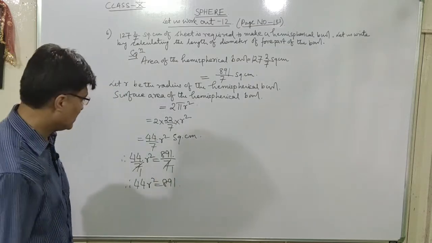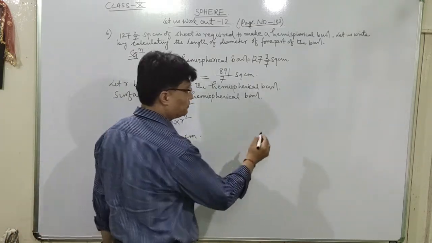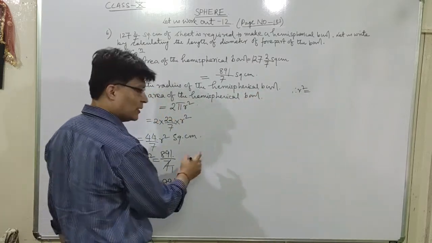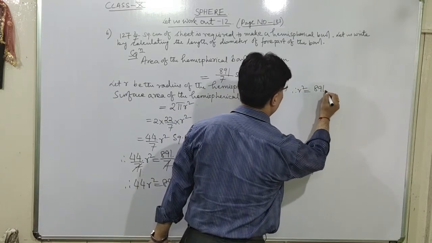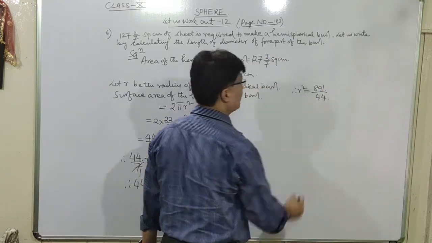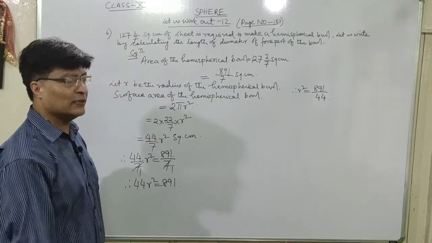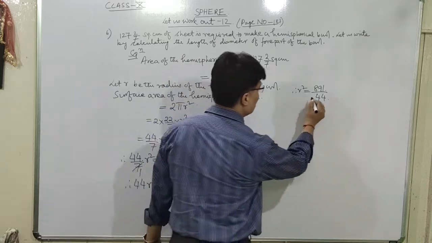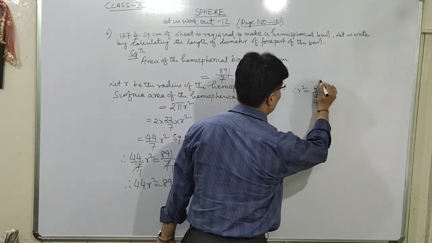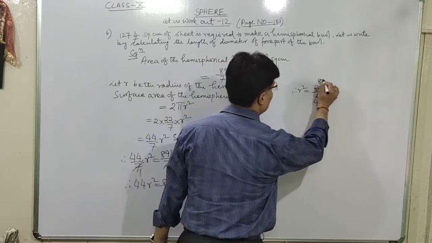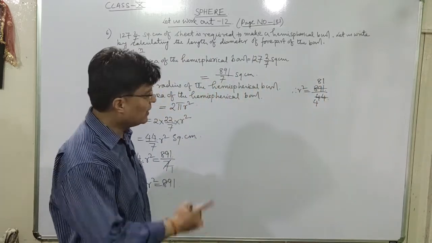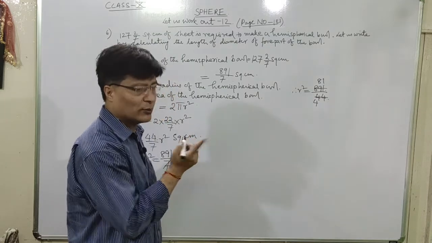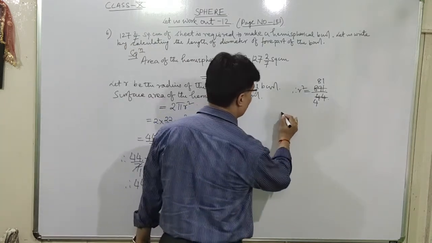891, right? So what is r square equal to now? r square is equal to 891 divided by 44. So you can cancel here by 11, right? So 11 4s are 44, 11 8s are 88, 11 1s are 11, 11 8s are 88. So 89 minus 88 is 1. So this is 11, 11 1s are 11. So it is 81 by 4.